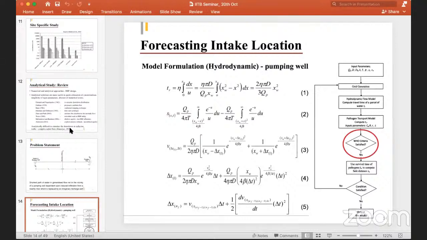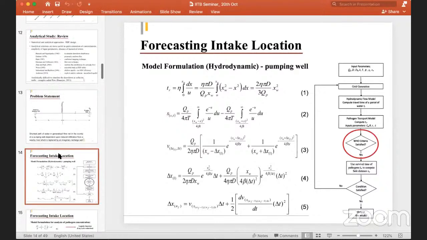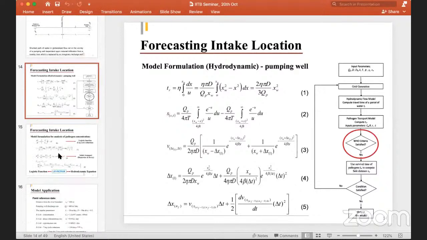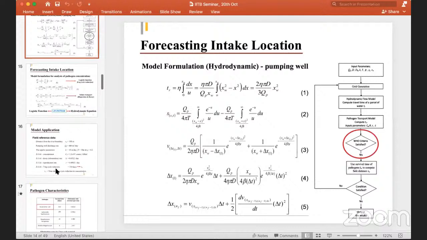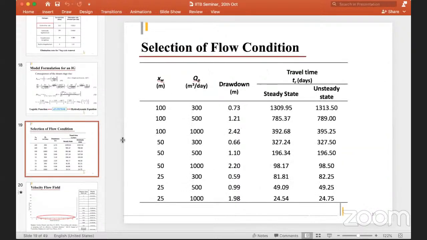Sir, I modeled both situations, steady and unsteady flow conditions. This table shows that for the pumping well, I analyzed the different conditions. I realized that there is not much difference in the travel time computed. My question was, how did you arrive at steady state?